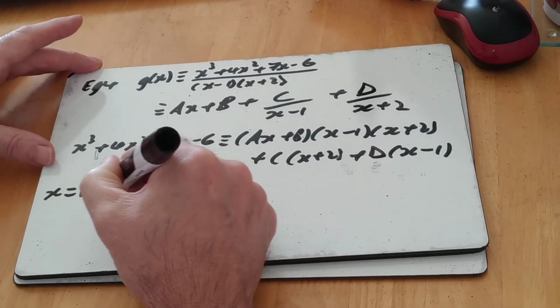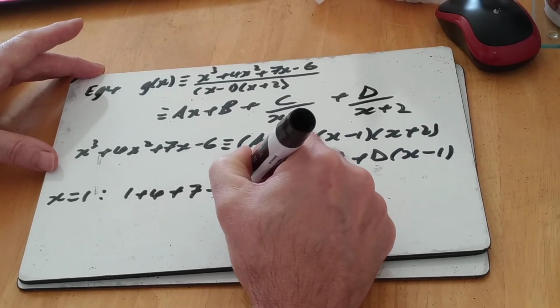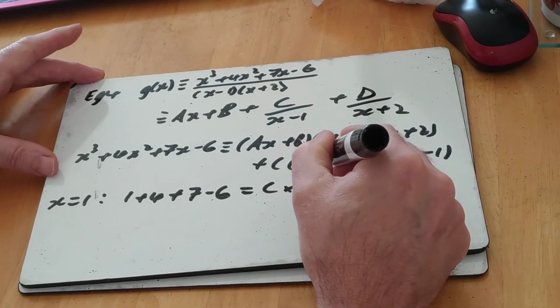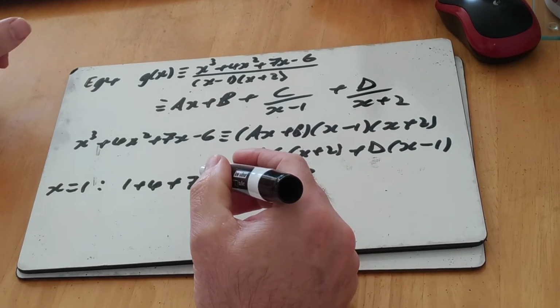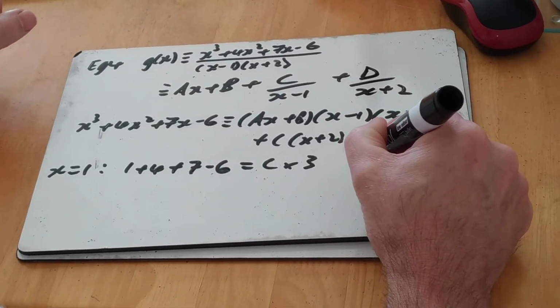x equals 1 gives me 1 plus 4 plus 7 minus 6 equals, that goes to 0, that goes to 0, c times 3. And we work all this out, what have we got then? 12 minus 6 equals 3c, c equals 2.